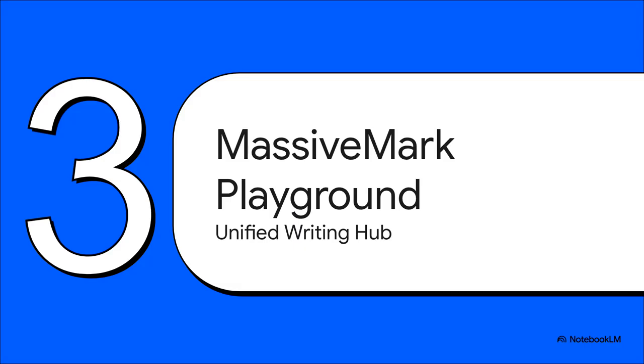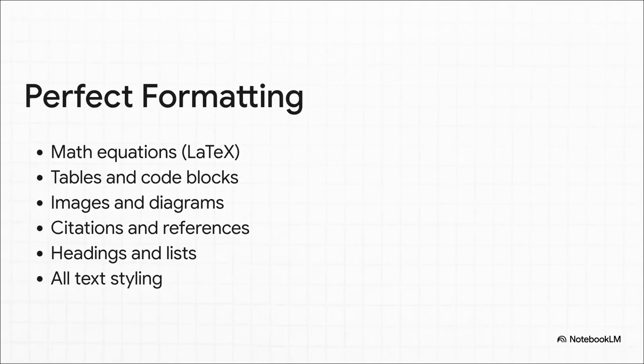So, you've captured your perfectly formatted content. Where does it all go? Well, it lands in the heart of the system, the MassiveMark playground. And this is where the real magic happens. Every single element that's critical for academic writing is preserved. And I mean everything. We're talking LaTeX math equations, the complex stuff in technical papers, intricate tables, code blocks with all the syntax highlighting intact, even your images and fully formatted reference lists. Nothing gets lost in translation.